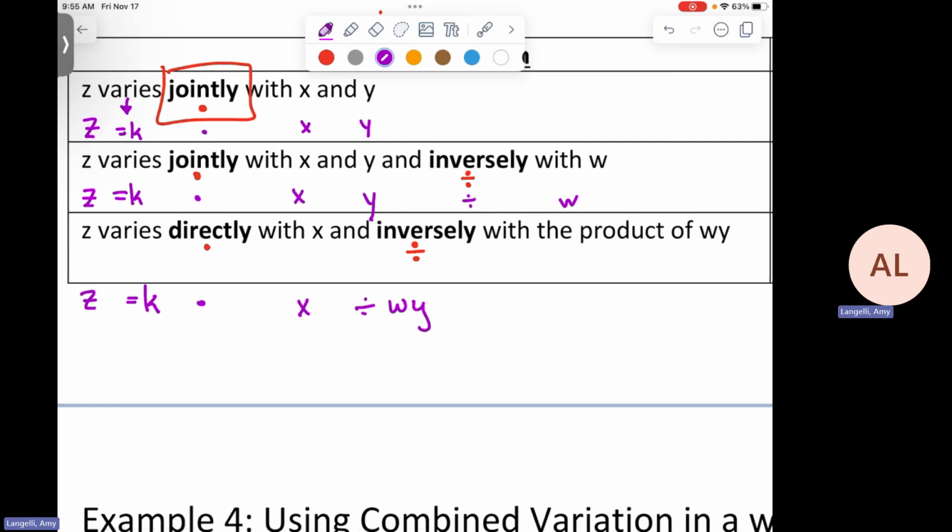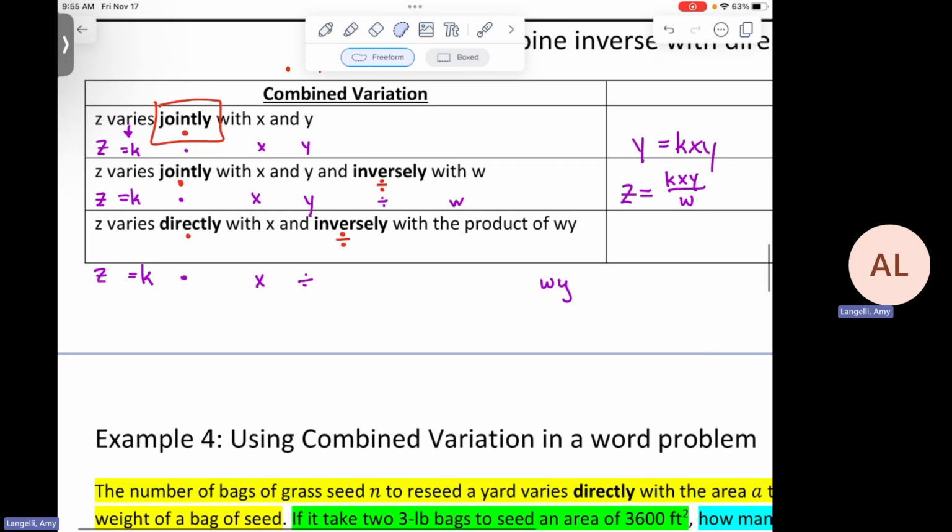That's how we do the product of WY. That's kind of goofy, huh? So let's just clean that up. And our nice little formula all put together is Z equals K X over W Y. W and Y are both inverse, so they both go on the bottom. So that's like mathy language.